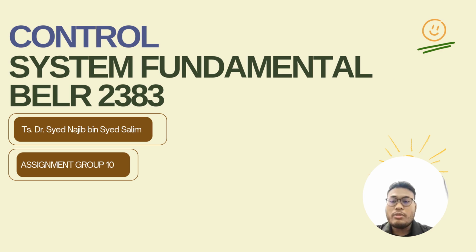Today we present our control system parameter assignment. This project focuses on the analysis of a unity feedback control system. The objective of this assignment is to determine the transient response characteristics, analyze the stability, obtain the state space representation, and verify the results using MATLAB and Simulink simulation.